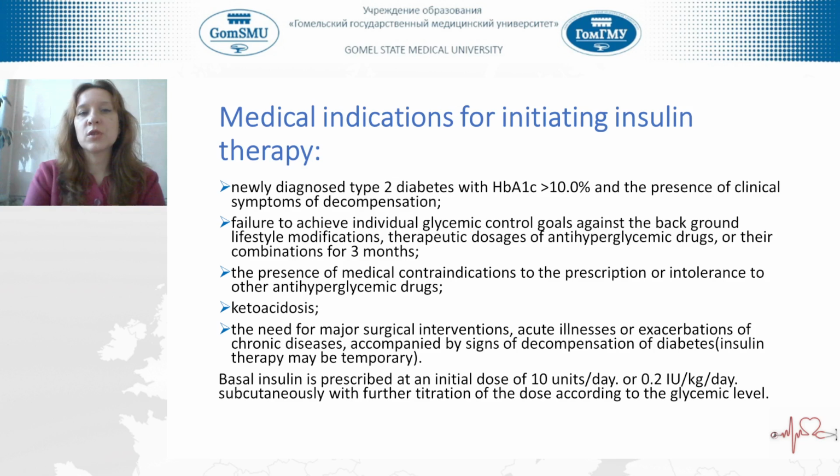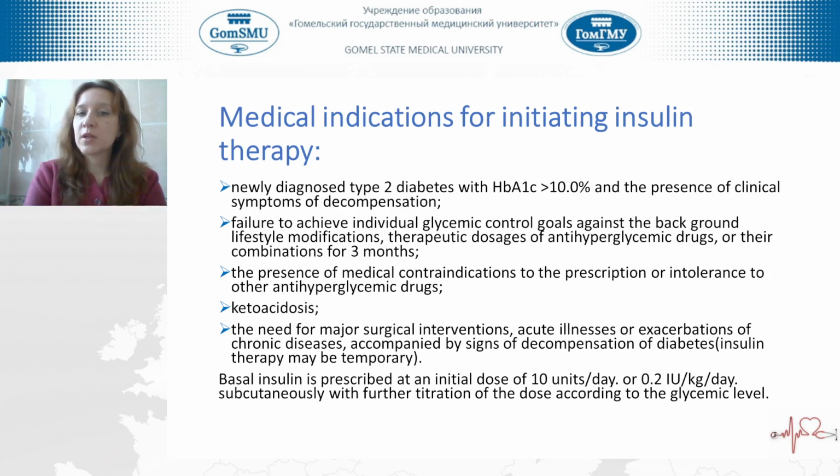Second, failure to achieve individual glycemic control goals against the background of lifestyle modification and therapeutic dosage of antihyperglycemic drugs or their combination for 3 months. Third, the presence of medical contraindications to the prescription of, or intolerance to, other antihyperglycemic drugs. Fourth, ketoacidosis. Fifth, the need for emergency surgical interventions, acute illnesses, or exacerbations of chronic disease. For example, if a patient has COVID-19 pneumonia, it's an acute illness, and the patient needs to use insulin, accompanied by signs of decompensation of diabetes.